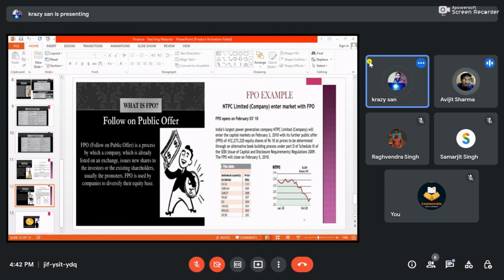Got it? So, ma'am, the people who are investing, are they equity shareholders or preference? I think here it will be equity shareholders. Yes. Okay, okay.